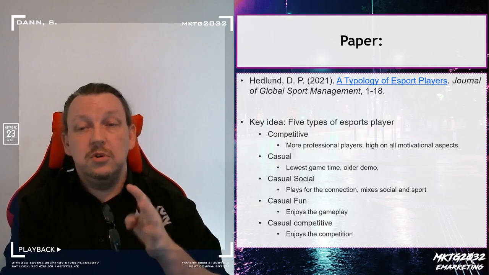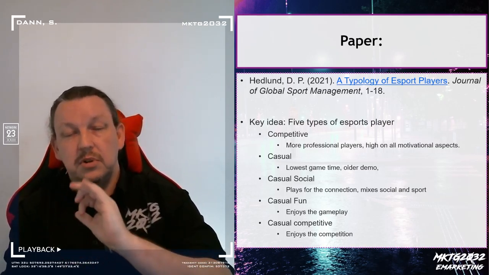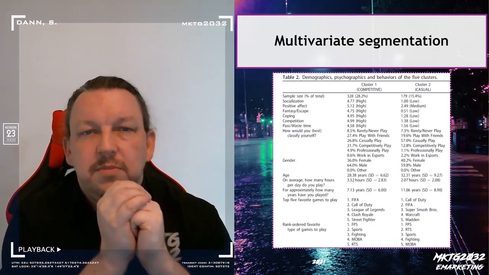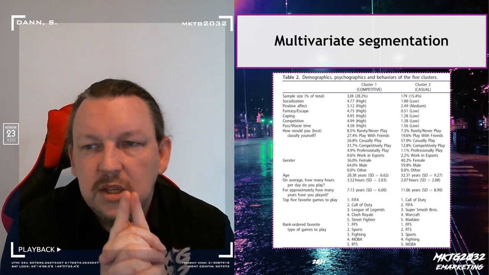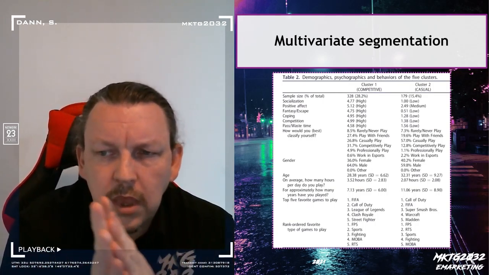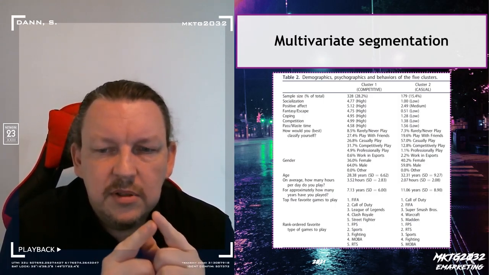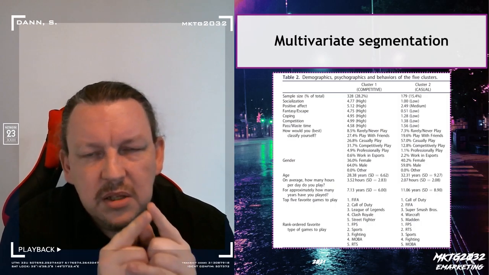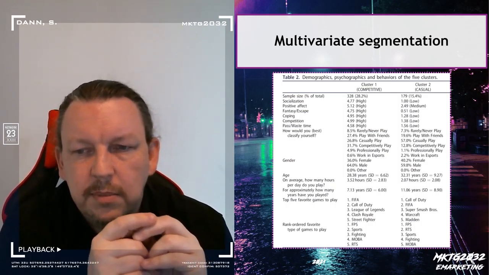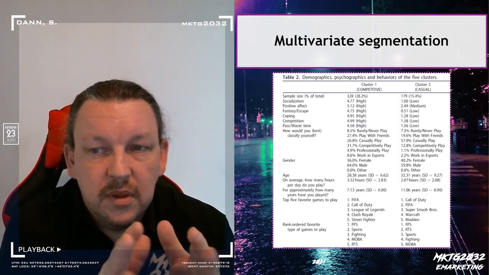But functionally, this paper talks about five types of esports players. It gives a broad categorization. But what it really does is provide us with a really good example. It's a five cluster, but I'm just focusing on two for the moment, about the way in which there are overlaps between segments, but there are prioritization points that we can lean on to say, if I wish to reach this segment, what can I do? How can I reach them?